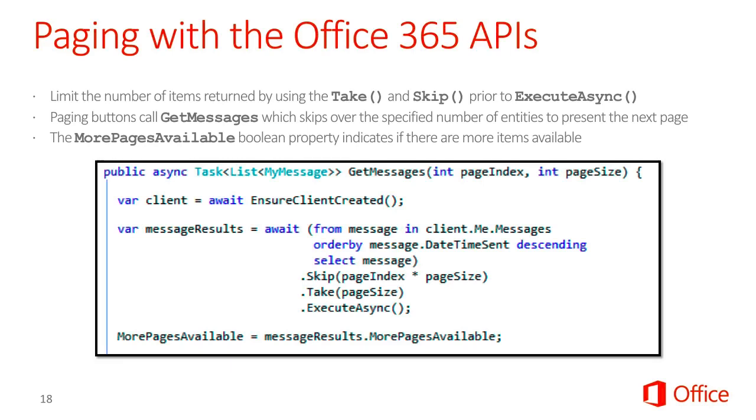If I call skip and take after execute async, what's going to happen is it's going to go get all the data and pull it down to my application and then go find the specific page it needs and then discard all the other data. That's grossly inefficient. So you want to make sure that you call execute async after you set the paging up. Second of all, if there's more data available, there's an extra property that will be returned called more pages available that will let you see if we need to create, like, a little visual indicator for the next page of data.